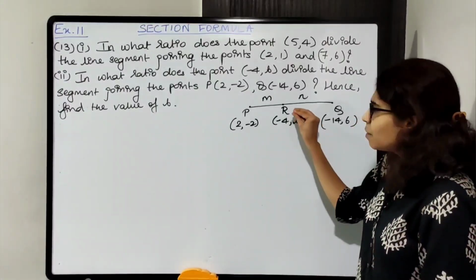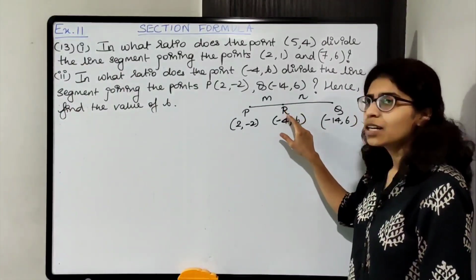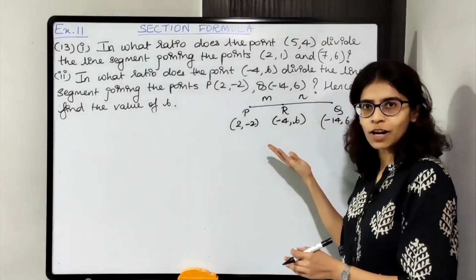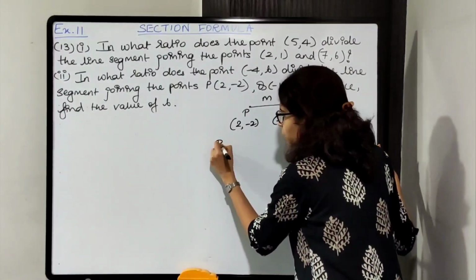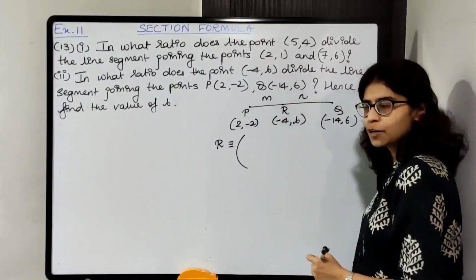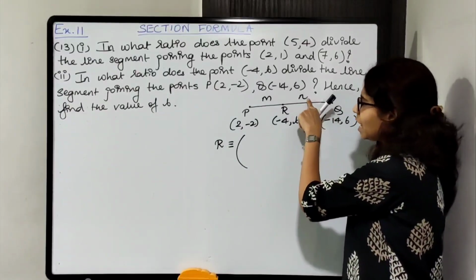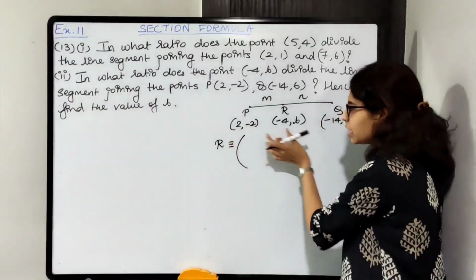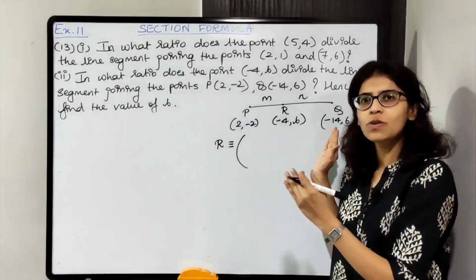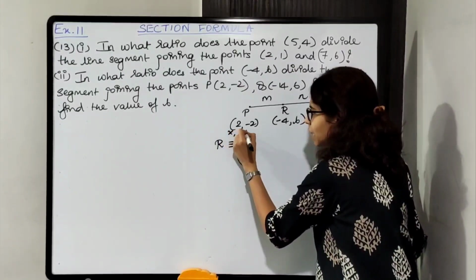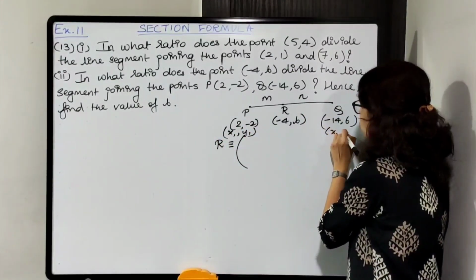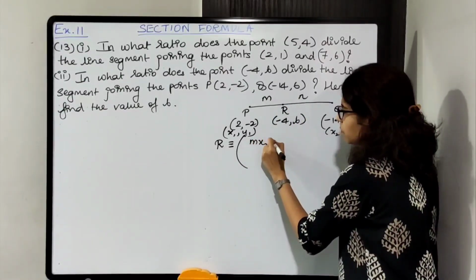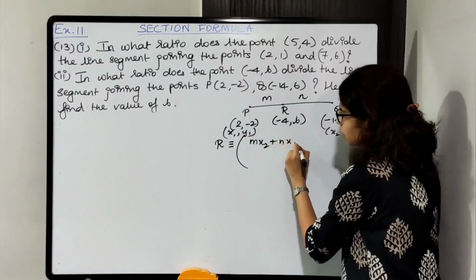So by section formula r का coordinates क्या हो जाएगा? You will apply that to find the coordinates of r only, है ना? So by section formula r का coordinates क्या है? It will be mx2 plus nx1 upon m plus n, है ना? ये x1 y1 है, ये x2 y2 है. In points we'll always take as x1 y1 and x2 y2. So by formula mx2 plus nx1 upon m plus n.